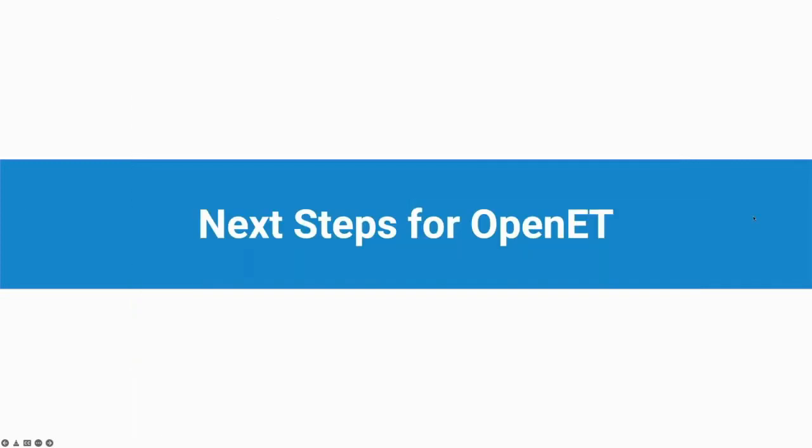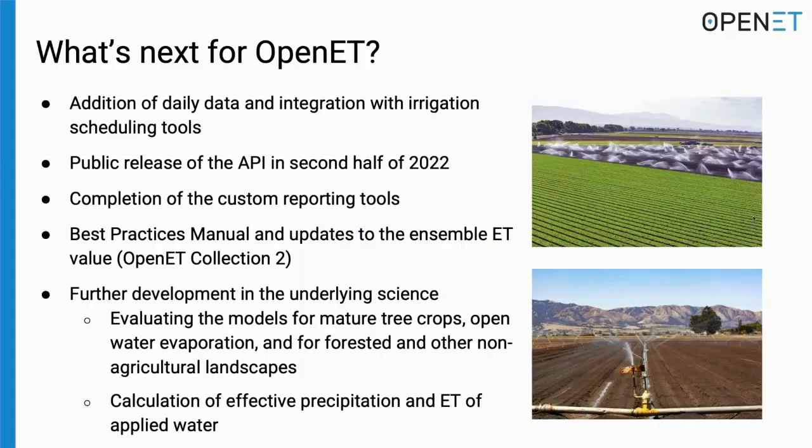Okay, so what's next for OpenET? First, as I mentioned earlier, we will soon be releasing daily data through the Data Explorer, as well as through the Application Programming Interface, the API. And we'll be focused heavily over the next year on integration of those daily data products with irrigation scheduling tools, working with our partners at extension agencies and in the commercial sector.